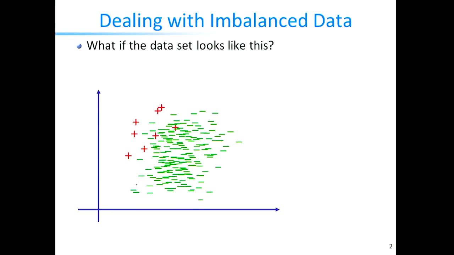The situation where your data looks something like this, right? So basically, classification problems where, say, in the binary setting, one class is much, much more frequent than the other class. Okay, can anyone think of reasons why we might face such situations where one class is much more common than the other class?